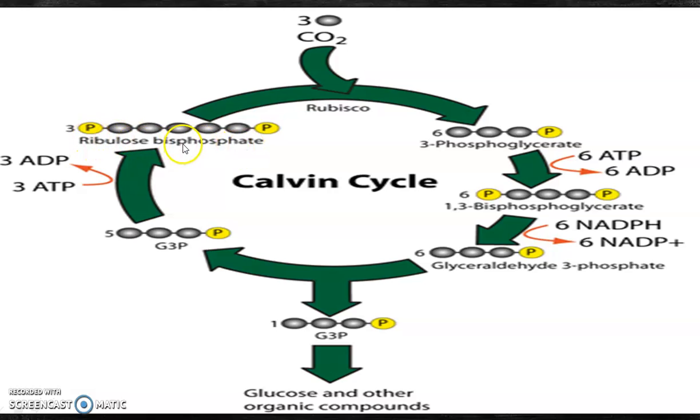This ribulose bisphosphate first accepts the carbon dioxide molecule in the presence of the Rubisco enzyme. You can view the reactions in your book. So this is called carbon dioxide fixation, the Calvin cycle or C3 cycle. Since the first formed compound has 3 carbons, it is called the C3 cycle.